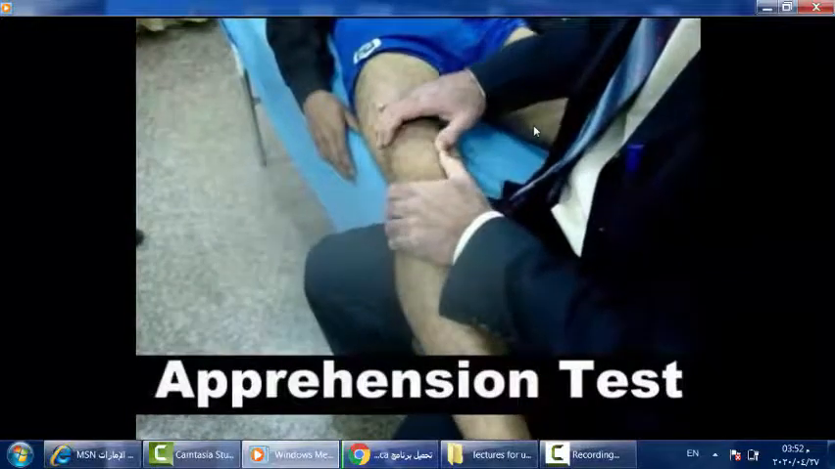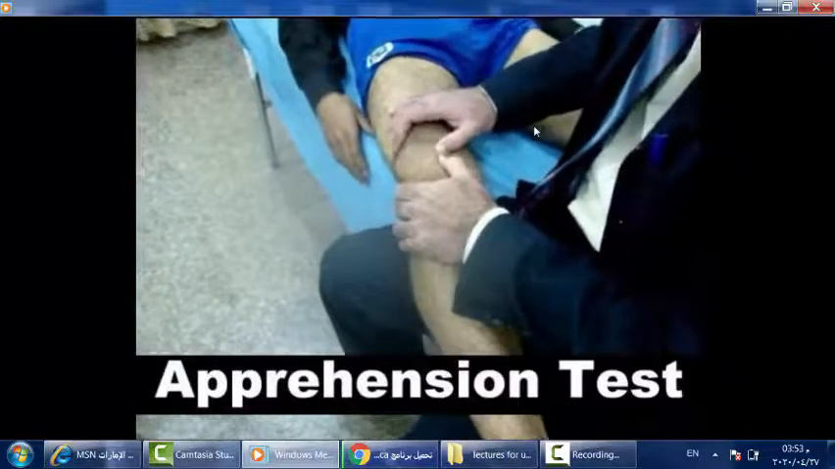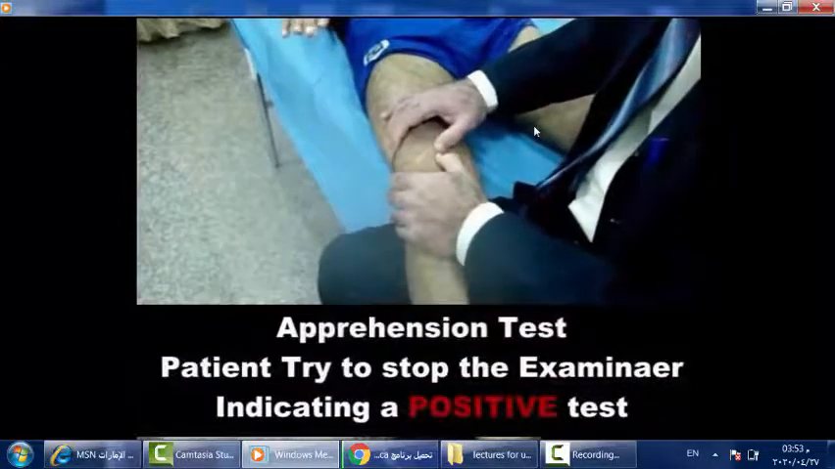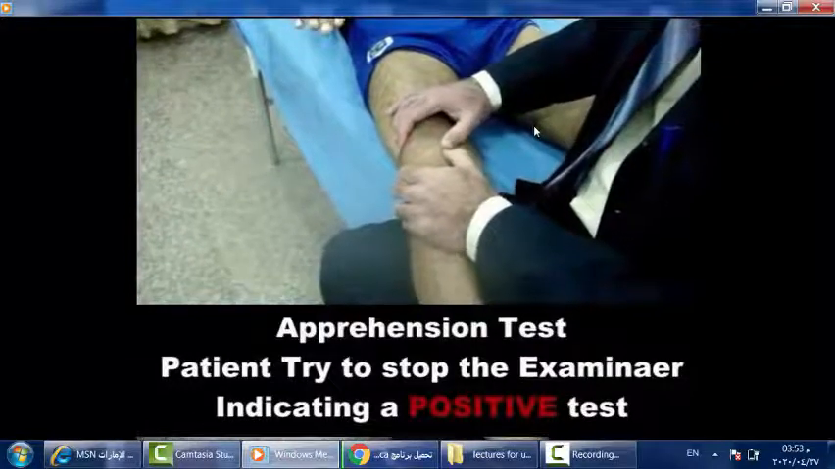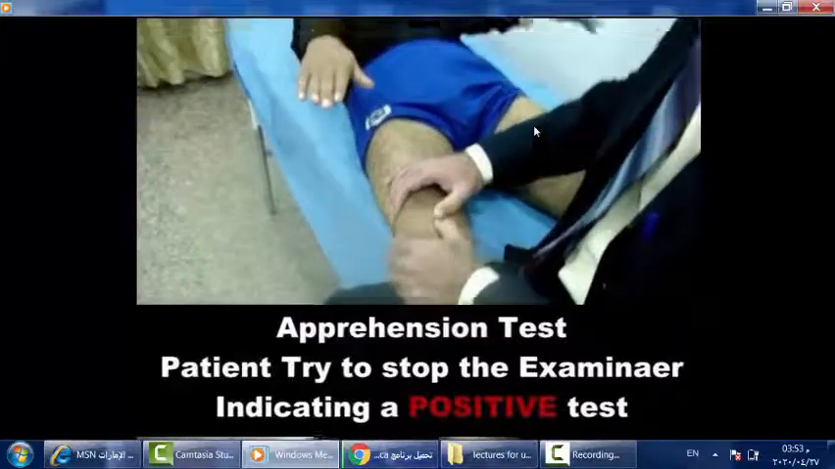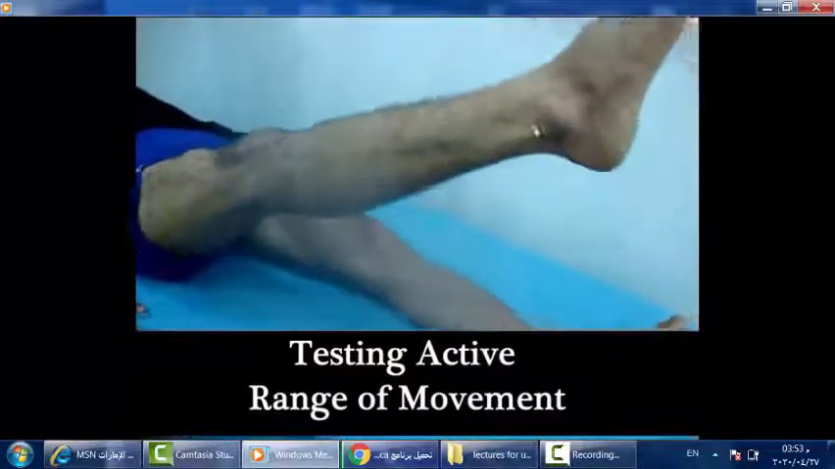Don't forget to examine the apprehension test for the patellar stability. We support the knee of the patient on the knee of the examiner and push the knee laterally. The patient tries to resist the maneuver by apprehension if he has a dislocatable patella.